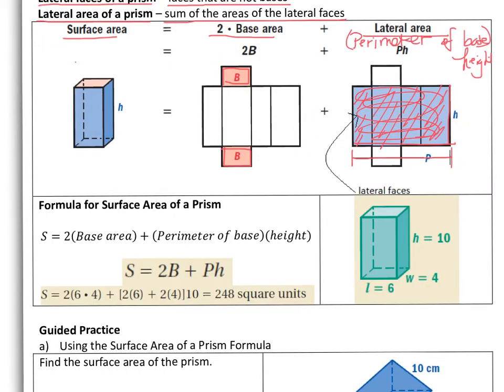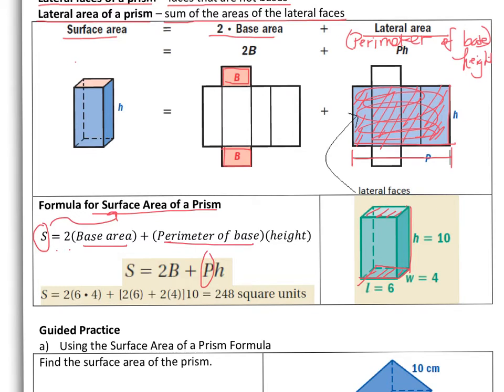And now the formula for the surface area of a prism. S for surface area equals 2 times the base area, since we have 2 of these, plus the perimeter of the base, which is this length plus the width and the length again and the width again, times the height. So for short, we can just write P.